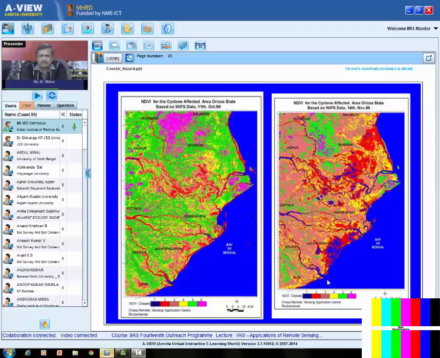This is one way to predict the effect of the cyclone on the coastal vegetation. You can see these are the NDVI images, NDVI being the normalized difference vegetation index, which is (IR minus R) divided by (IR plus R), having values from -1 to +1. -1 represents a very poor state of vegetation condition. Towards the positive side, the vegetation condition is healthier. So here you can see this is the pre-cyclone NDVI, 11th October. This is the post-cyclone NDVI.